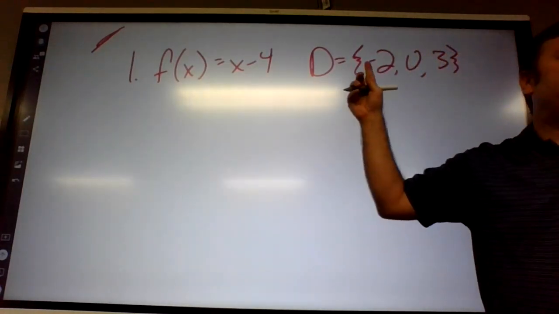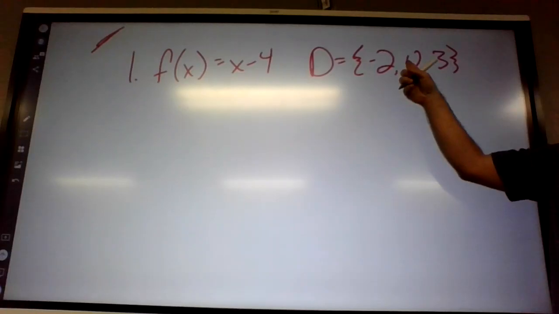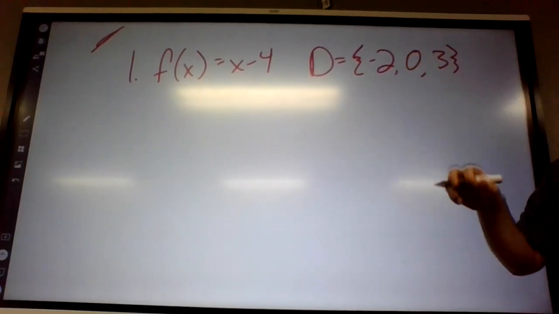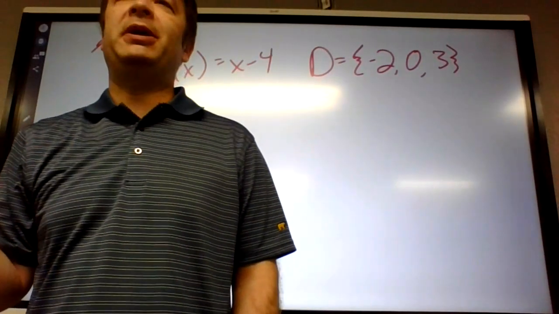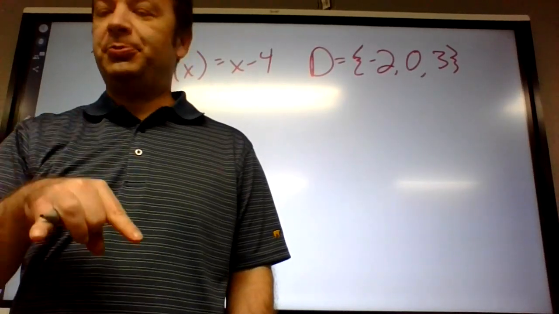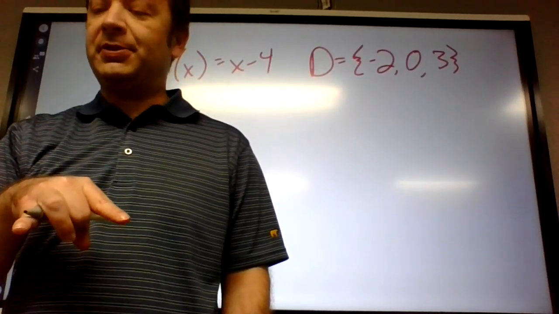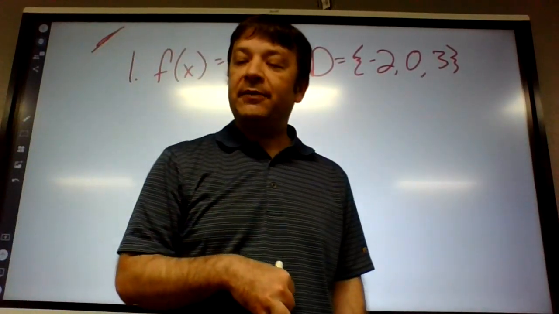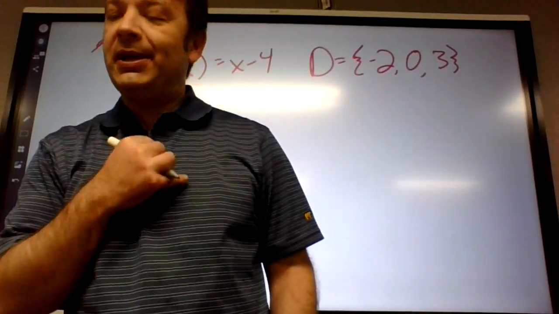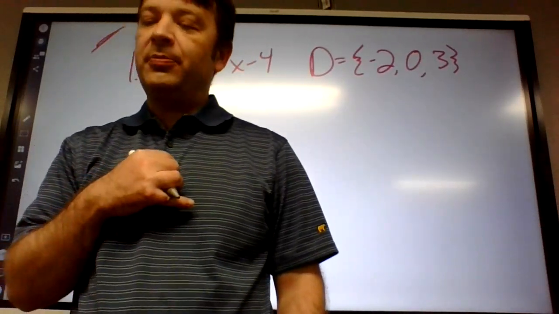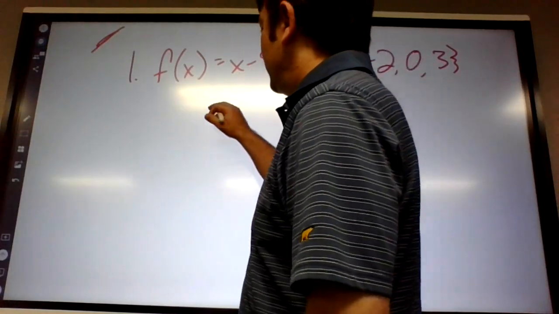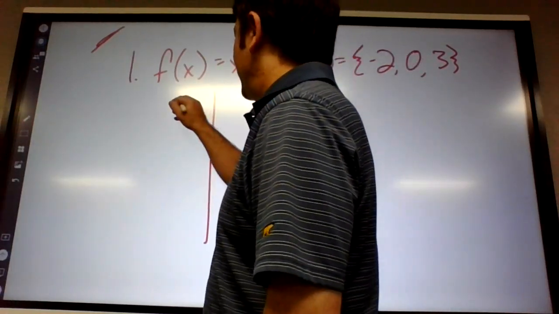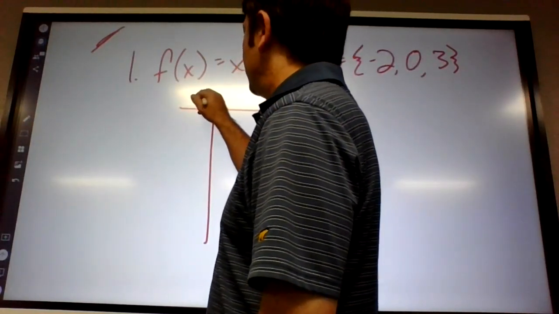Okay, what do you guys think it means when they say D equals -2, 0, 3? That's the domain. And what's the domain? It's what you put in the x values. So the directions say, given a function and the domain, make a table and write a set of ordered pairs to represent the function. I don't think we need to write a table and ordered pairs. Let's just do the table.